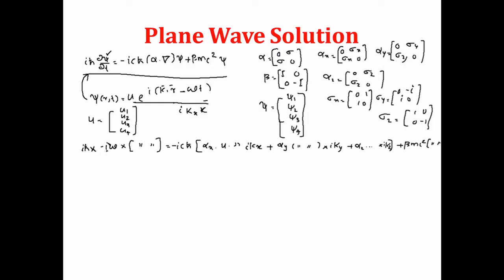So here i into i is minus i square, and there is one minus sign, so you will get h cross omega into u equal to, here one i is common, so you can take it outside, so that i into i square is minus 1, so this minus sign will be cancelled. The remaining term will be c into, when you multiply this h cross inside, you will get alpha x h cross kx. Similarly, you will get alpha y h cross ky plus alpha z h cross kz.